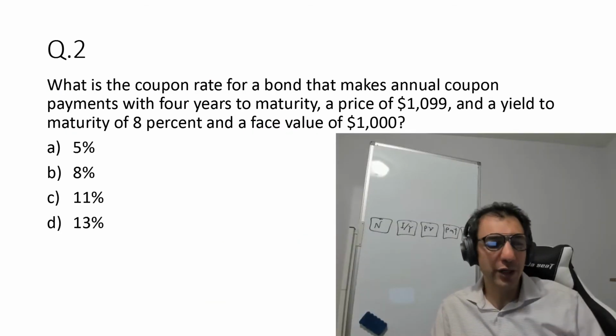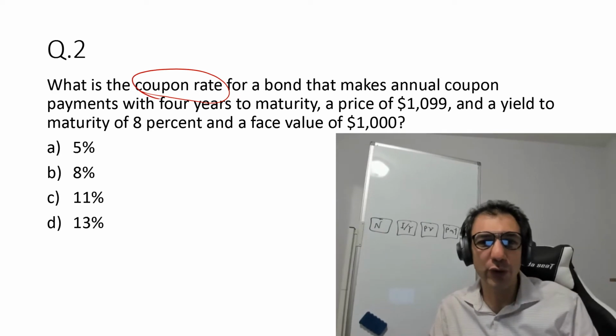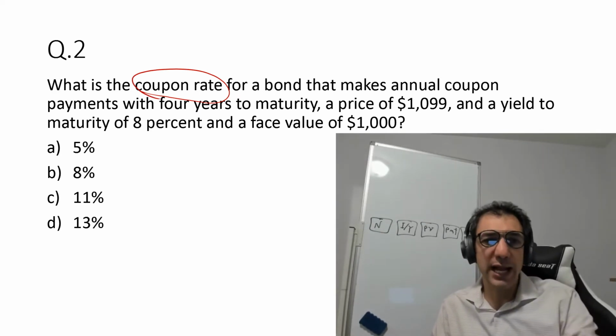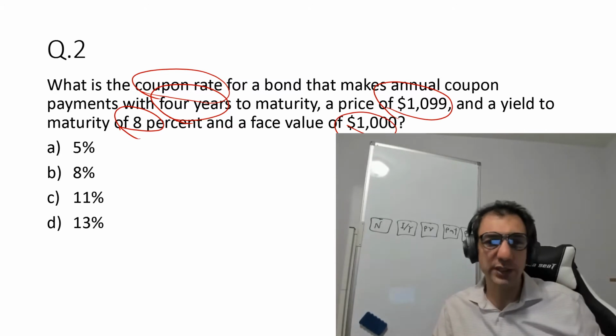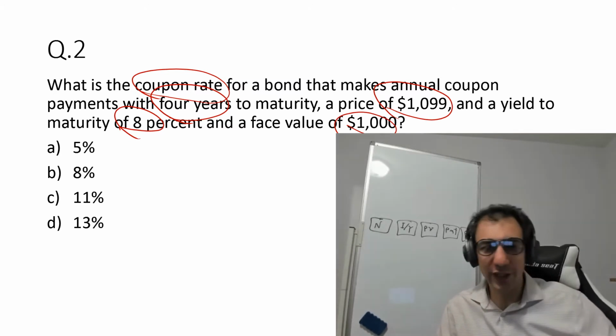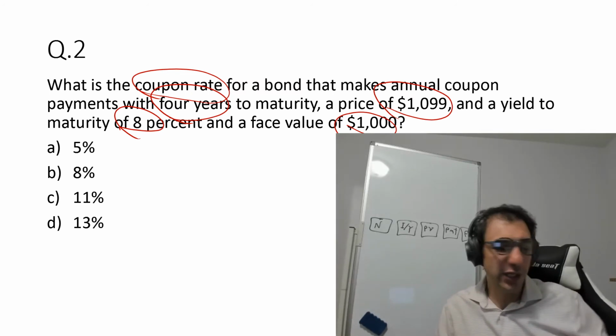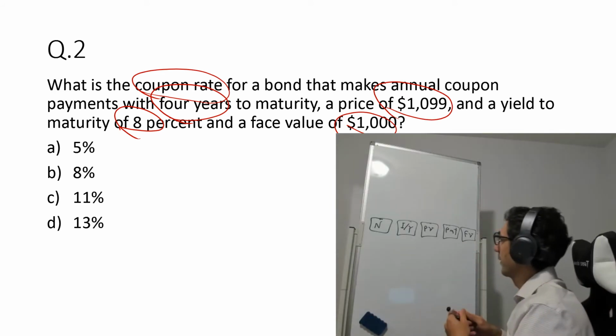Question 2, here we need to find the coupon rate, so that's what we're looking for. For the bond which has 4 years to maturity, the current price is $10.99, yield to maturity 8%, and the face value is $1,000. My advice for you, use your financial calculator. We talked about this before, and we are dealing with the third row of this calculator. So we have these 5 variables.